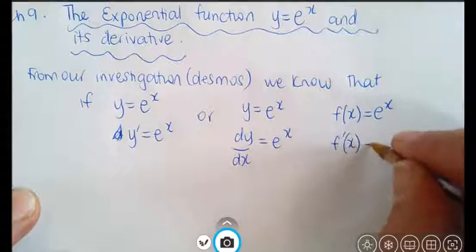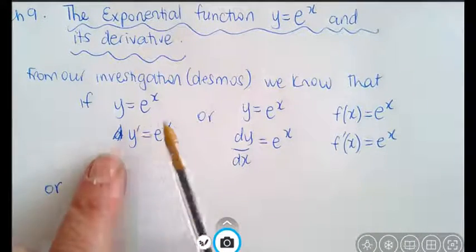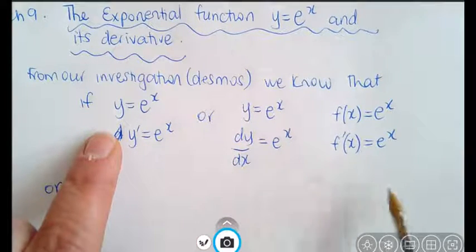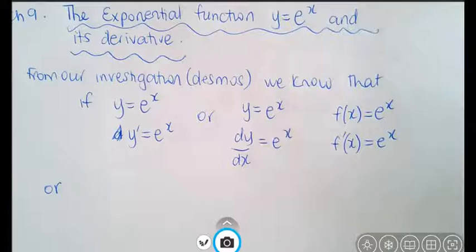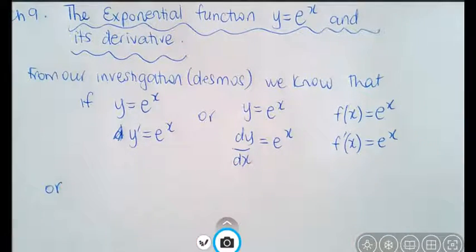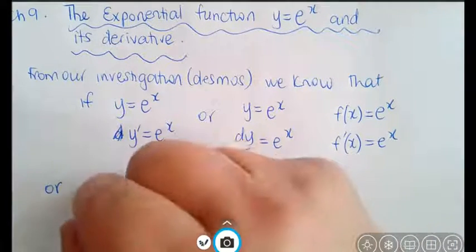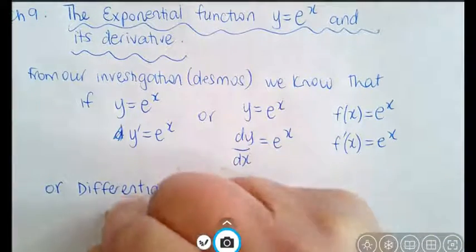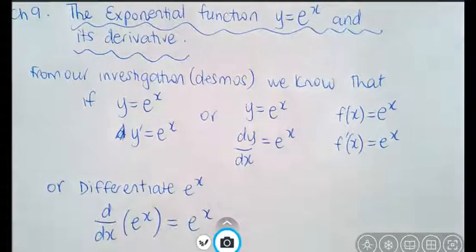So this is all the notation. f dashed x is e to the x, or I could even write it another way. With these ways, we write: if y is e to the x, then y dash is e to the x, or dy dx is e to the x. Or we could have said function of x equals e to the x, f dashed x is e to the x. Or if you're not saying y equals that, or function of x equals that, the other way to do it is if I say differentiate e to the x, I would say d by dx of e to the x is e to the x.